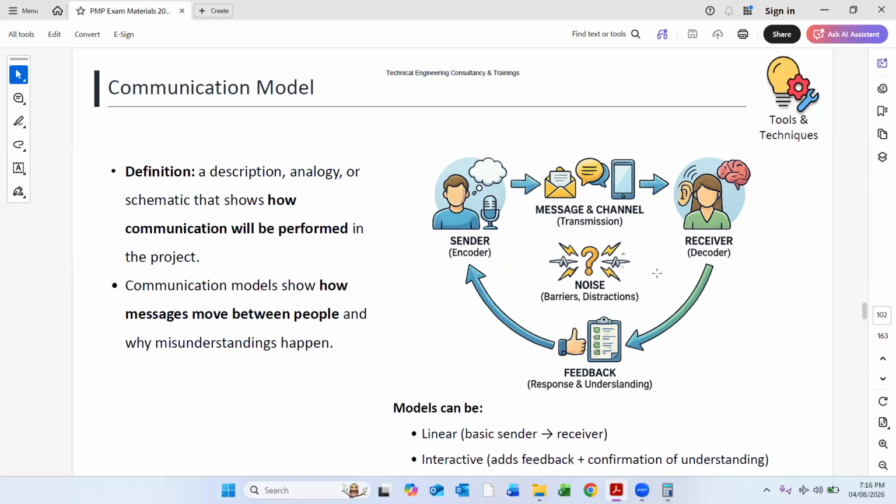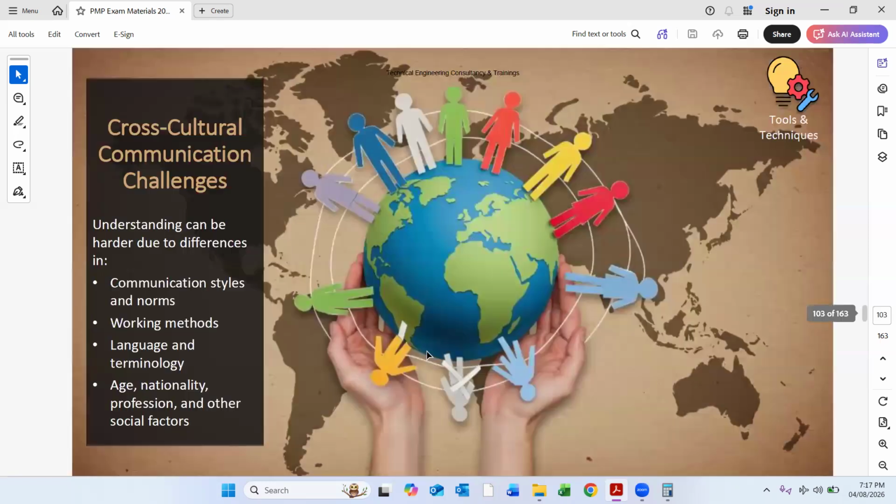Communication model. This is a communication model. There is a sender who sends a message through a proper channel, and then the receiver decodes that message, and then gives feedback and response or understanding to the same sender. So this is how the communication model is: the encoder and then the decoder, and then again feedback. This communication model was also part of the PMBOK 7th edition.